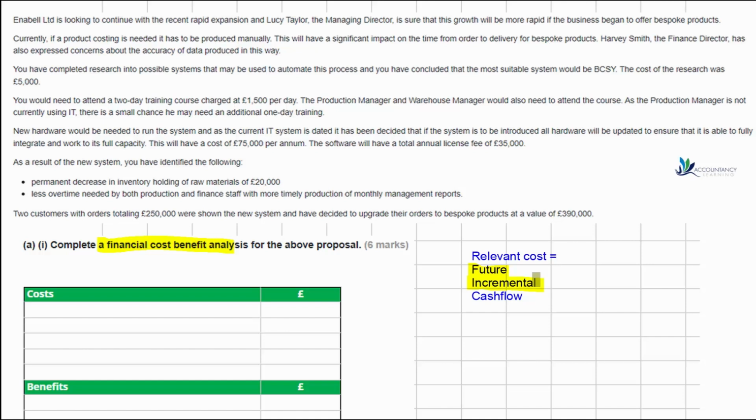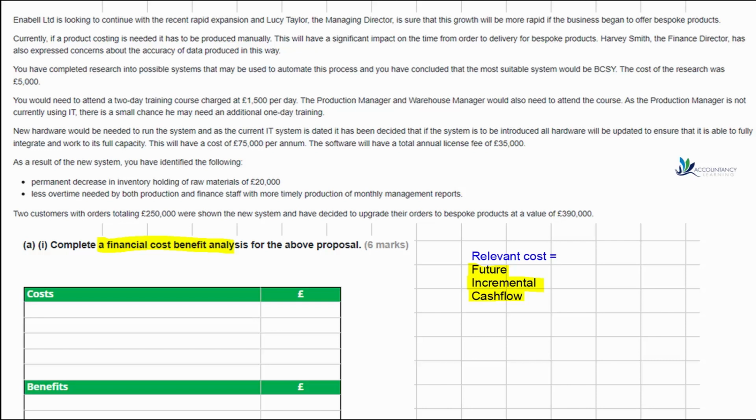And then we also need to think about cash flows, because there are some non-cash things like depreciation, for example, which is really just a paper-based expense. It's not a real outflow for us, so we're going to ignore that. So we only want to think about cash flows. So let's go through the information then and see if we can identify these future incremental cash flows.